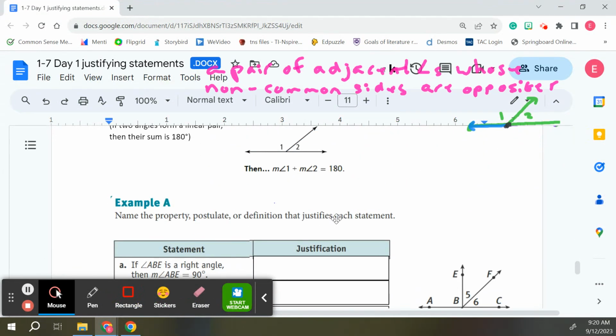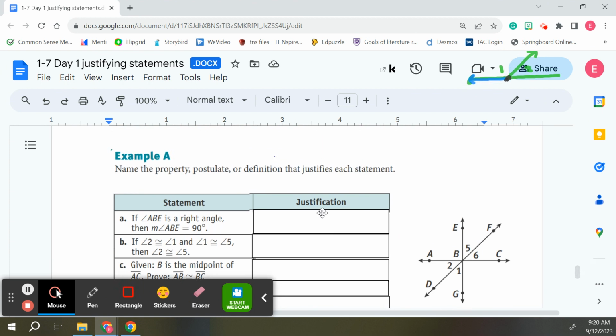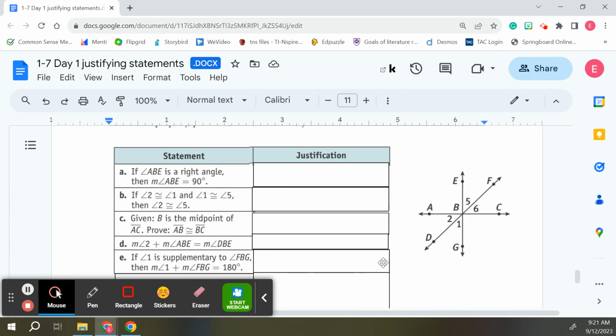All right, let's look at example A. We're going to name the property, postulate, or definition that justifies each statement. We're going to use this figure to answer some of this. They're telling me, first off, that if ABE, so A to B to E, is a right angle, then the measure of ABE is equal to 90 degrees. What could I use here in order to prove that? What definition, theorem, postulate, property?